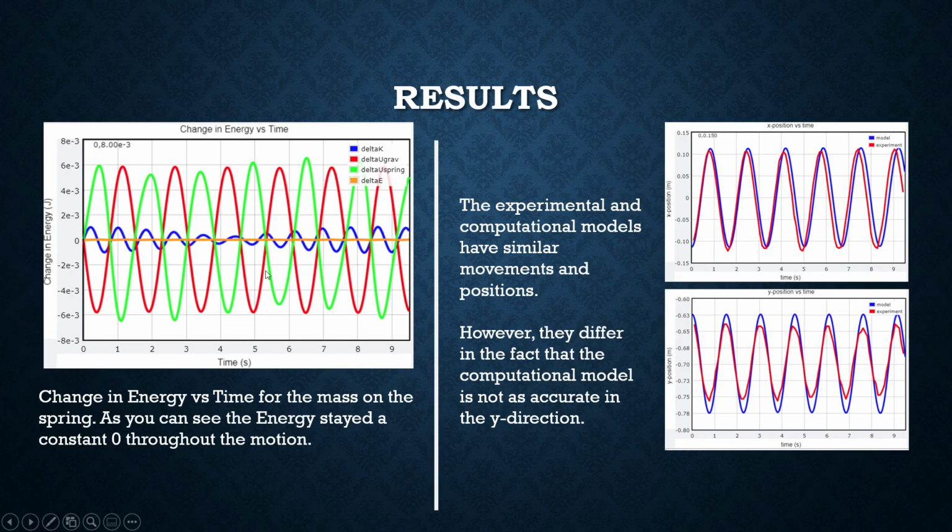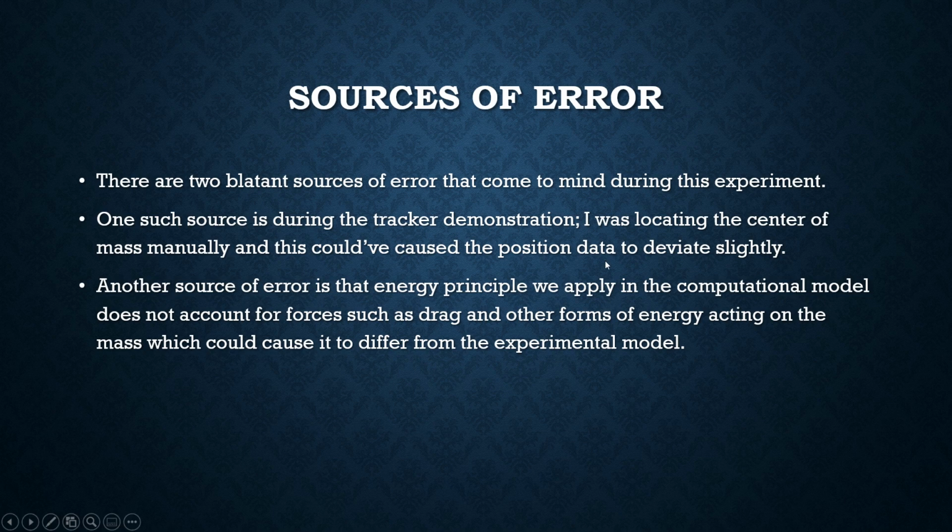And for our results, you can see on the left we have the change in energy versus time for the mass, and you can see the energy stayed constant throughout at 0. And over on the right, you see two graphs, one for x at the top and one for y at the bottom. They're very similar for both the experiment and computational, but they do differ slightly in the y graph, as you can tell. And this is due to some sources of error.